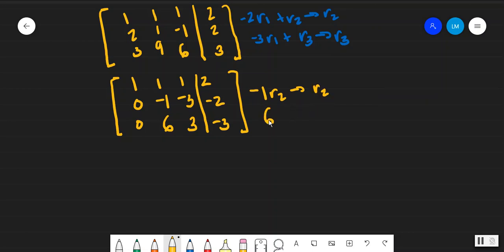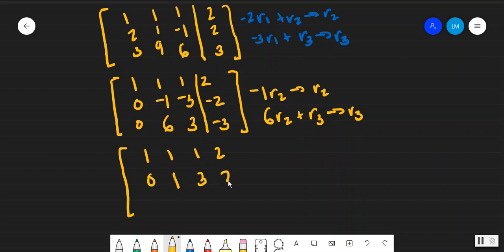Then we're going to take 6 times row 2 plus row 3, and make that a new row 3. Now technically we should never do something like this in the calculator because it might not know what we mean. So we have 1, 1, 1, 2, 0, 1, 3, positive 2. Now this is going to be a 0, that's going to be a 0. And this is going to be 3 minus 18, which is negative 15. And then this is going to be negative 15 also.